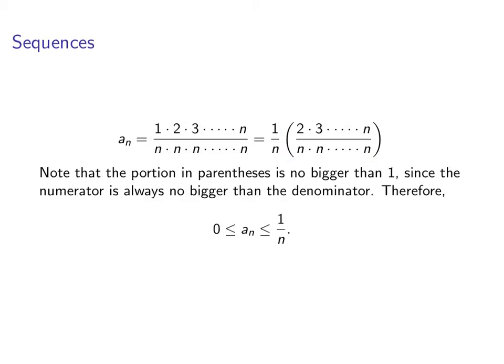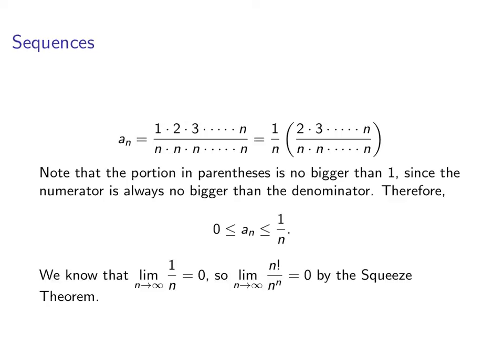So what that means is, since the whole thing here is no bigger than 1, that means a sub n actually has to be less than or equal to 1 over n. And of course, we know that everything is bigger than 0. Now, we've already talked about the limit of 1 over n. That has to be 0. So the squeeze theorem tells us that this sequence has a limit of 0.